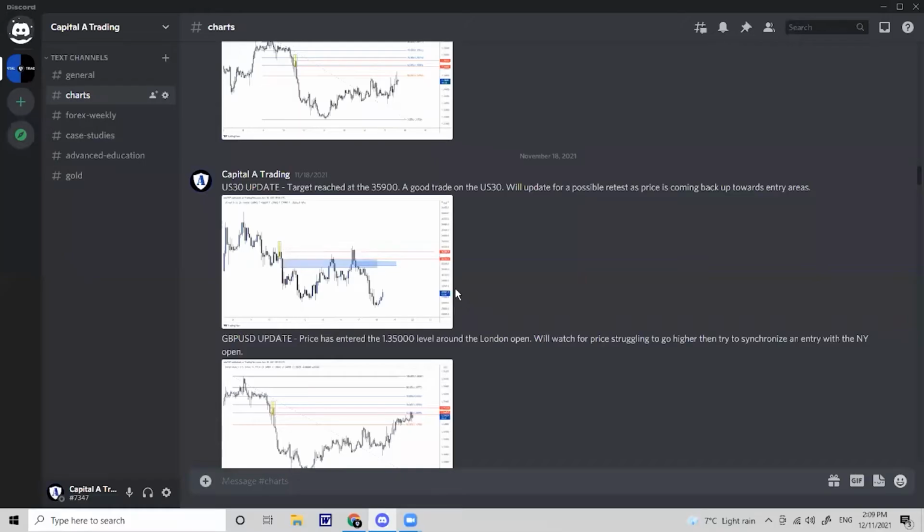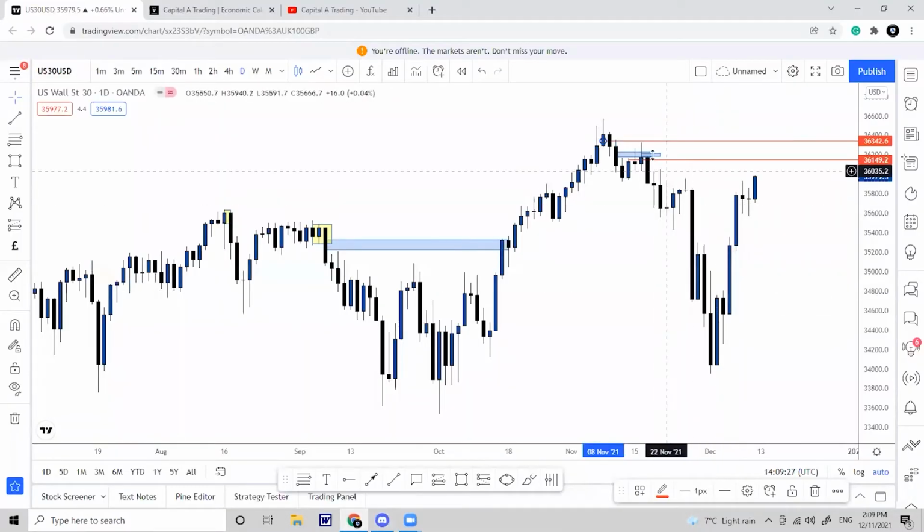Now with that being said, let's take a look at what was mentioned last week on the Forex Weekly around the US30. Next up is going to be the US30. This was a trade that I mentioned back on the 18th of November, and it had a monstrous push to the downside, as you're about to see from this level.